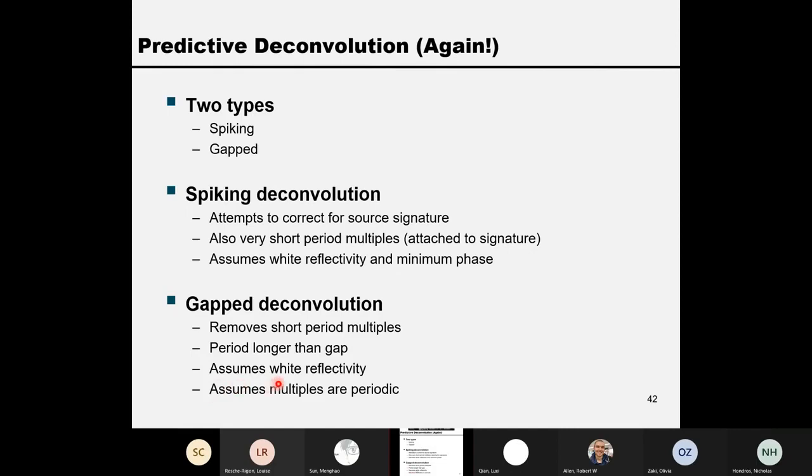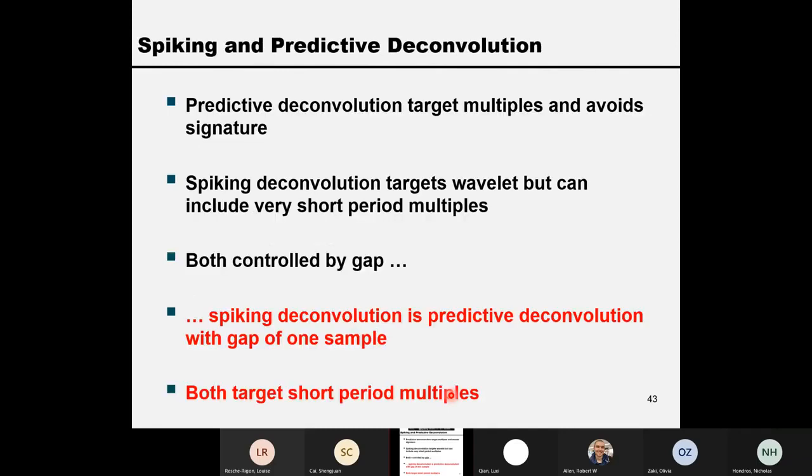And also assume white reflectivities, so you should have enough recording length, it should be long enough. One assumption here is multiples are periodic. In your autocorrelation of the seismic trace, you must be able to see the multiples, at least 2 or 3 repeated periods. Otherwise, you cannot do that.